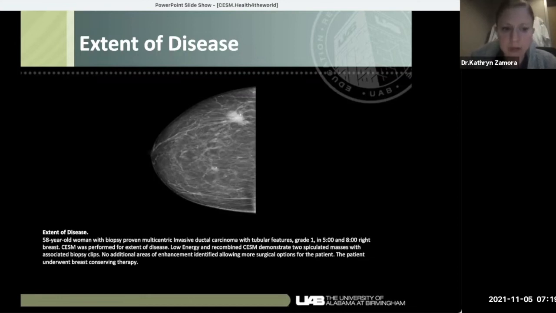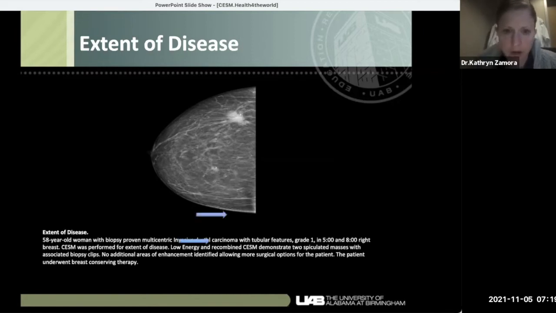This was a 58-year-old woman. She had biopsy-proven multicentric invasive ductal carcinoma. Both areas had tubular features and were grade 1 in the 5 o'clock and the 8 o'clock right breast. Our breast surgeons here like to try to do breast conserving therapy if possible, and we were concerned that maybe she could have that if these were the only 2 areas of disease in her breast. Since they were so low grade, even though they were far away, they could do 2 lumpectomies.